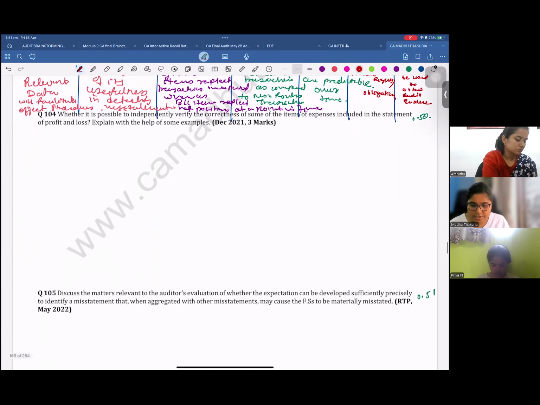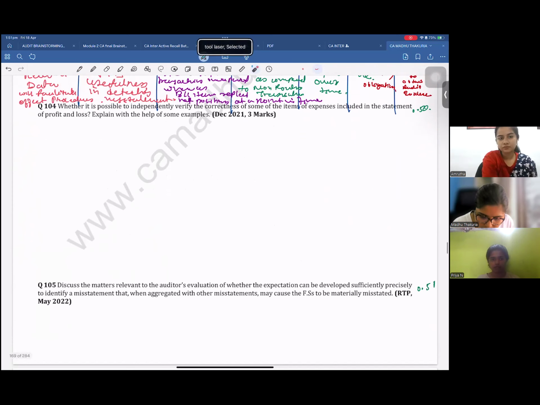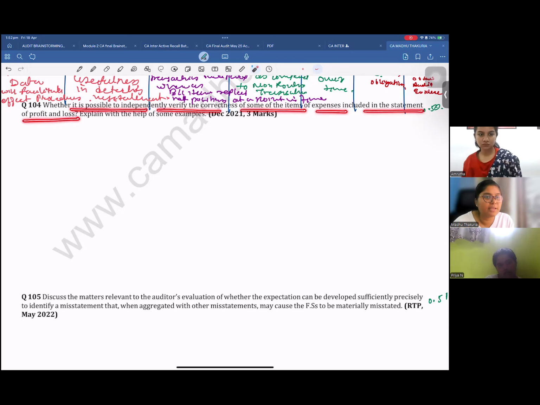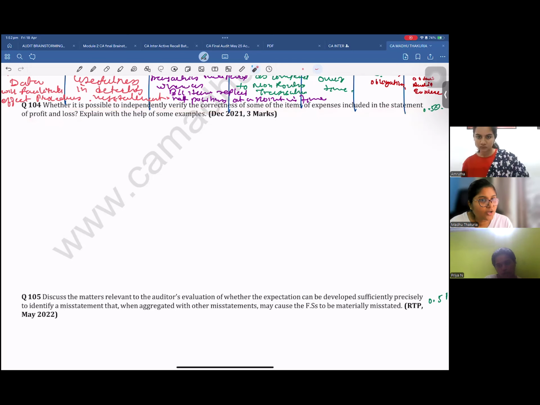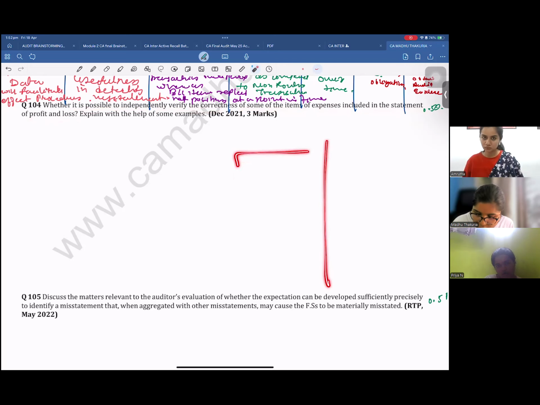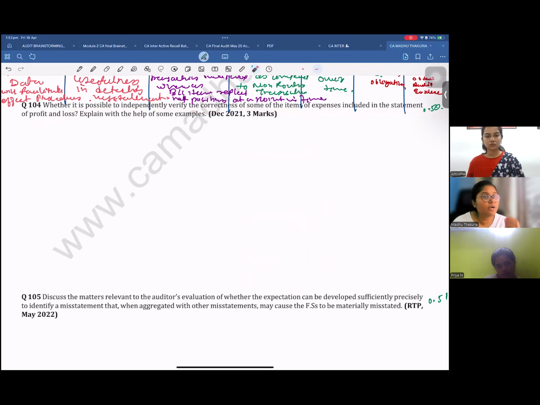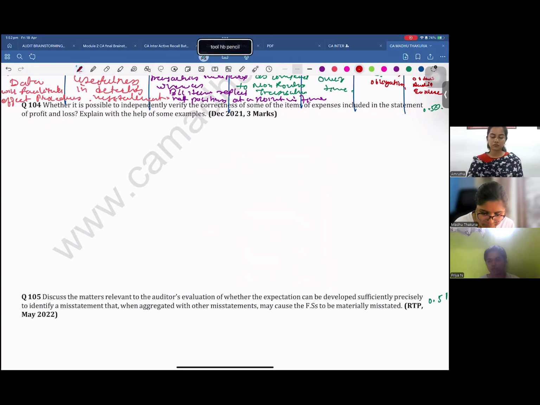Now, shall we go to the next question? It's a very specific question that asks whether it is possible to independently verify the correctness of some of the items of expenses included in the statement of P&L. We are talking about the P&L statement, whatever the income and expense items and the profitability are. Can you independently obtain evidence about them by applying the analytical procedure? I'll give you a simple example.